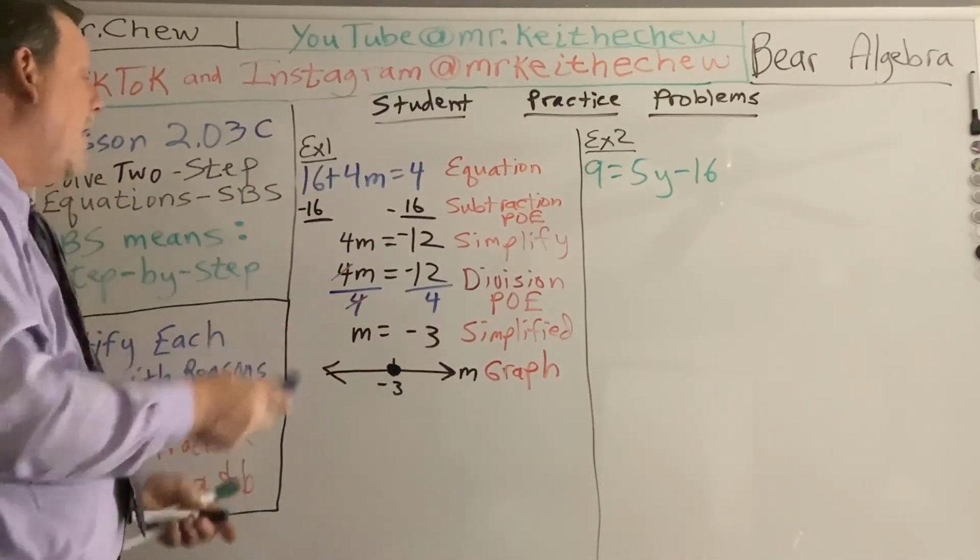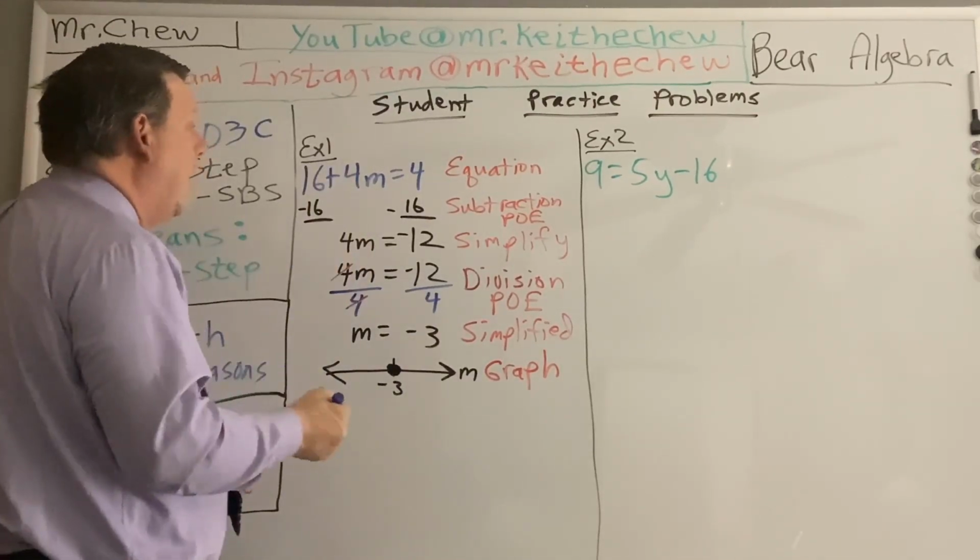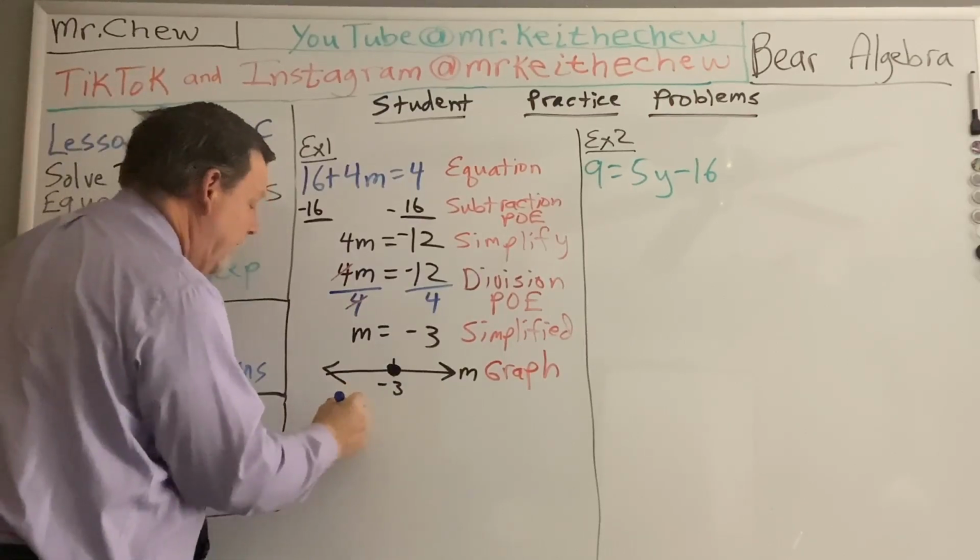So what do we do now? I have to prove it. So 16 plus 4m equals 4. I rewrite that.